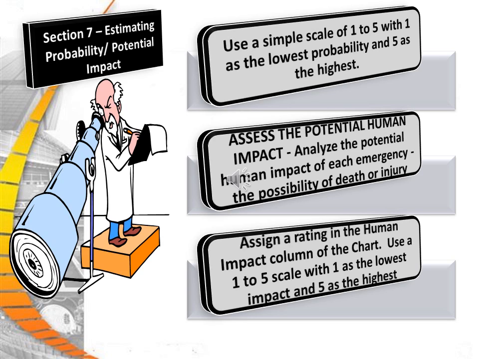Use a simple scale of 1 to 5, with 1 being the lowest probability to 5 being the highest. Assess the impact on potential humans. Analyze the potential human impact of each emergency and the possibility of death or injury occurring. Assign a rating in the human impact column of the chart. Use a 1 to 5 scale, with 1 being the lowest and 5 being the highest.